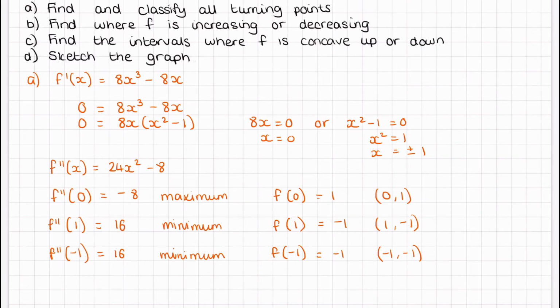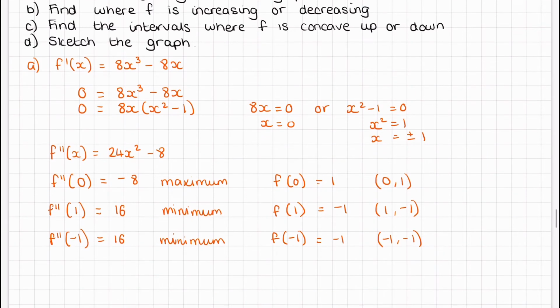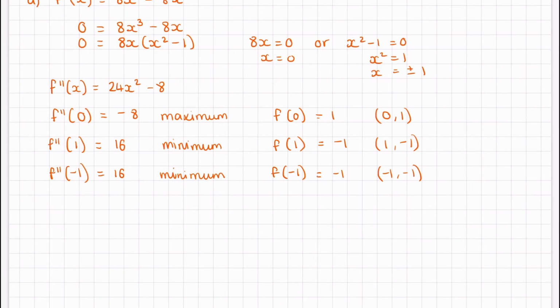Now part B, find where the function is increasing or decreasing. So because we did the second derivative test, we need to go back to how we would normally do the first one and draw a sign diagram with these turning points. And we're going to have -1, 0 and 1. So we want to look at a point in between each of these intervals and work out if it's positive or negative. So if you did that, you would find it would be negative here, positive, negative, positive.